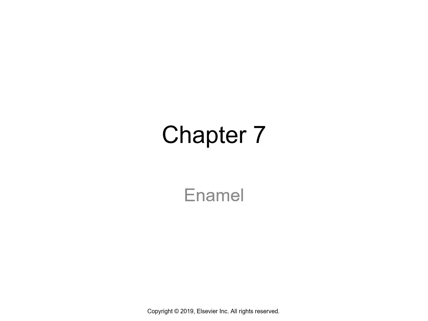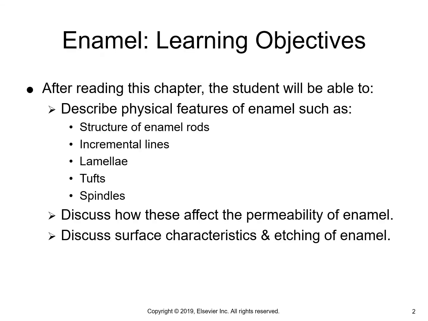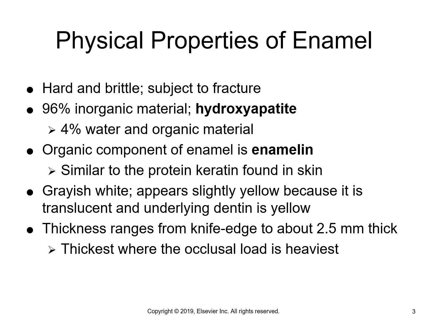Chapter 7, Enamel. After reading this chapter, you should be able to describe the physical features of enamel. We're going to talk about the structure of enamel rods, incremental lines, lamellae, tufts, and spindles. We're going to discuss how each one of these things will affect the permeability of enamel. We'll discuss the surface characteristics and etching of enamel.